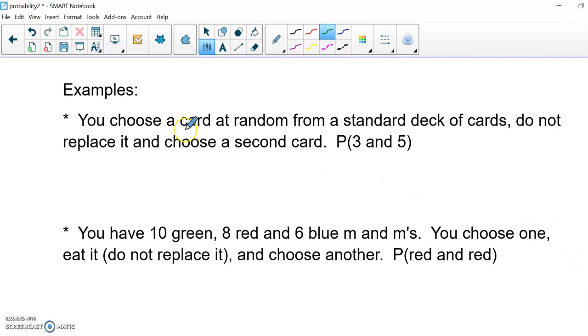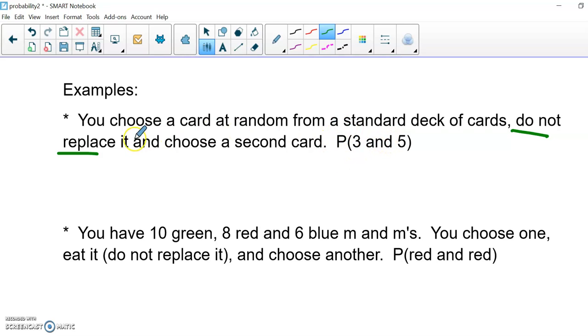All right, here's an example I made up. You choose a card at random from a standard deck of cards. Again, you do not replace it. So they're dependent events. And you choose a second card. What's the probability of first drawing a 3 and then drawing a 5?